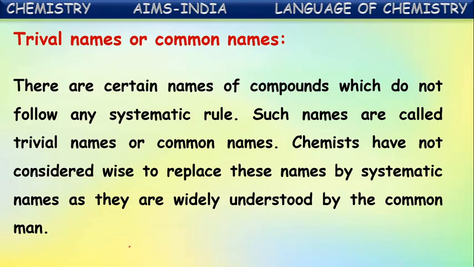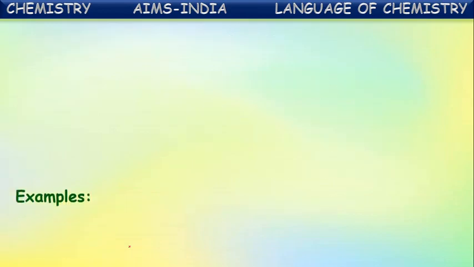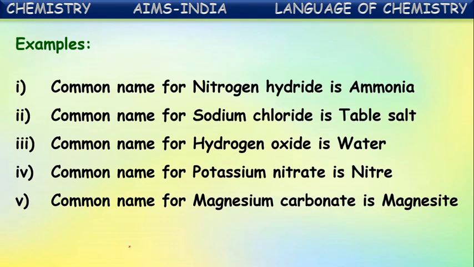They do not follow any systematic rules. They have been given those names based upon availability or sources and upon their properties. For certain compounds, they have given some common names. They do not have any particular rules for that naming. But scientists did not replace these names. They are being used till now because they are very familiar and understood very easily. That's why they are continually used now. Next, let us see some examples of these trivial names or common names.